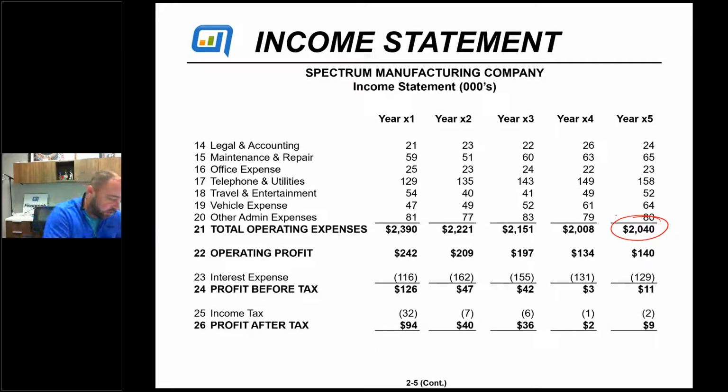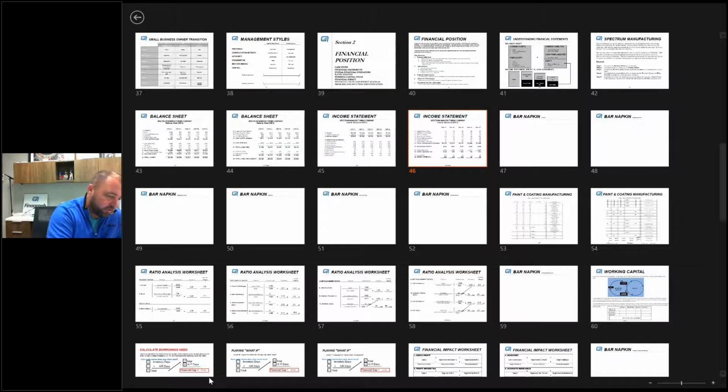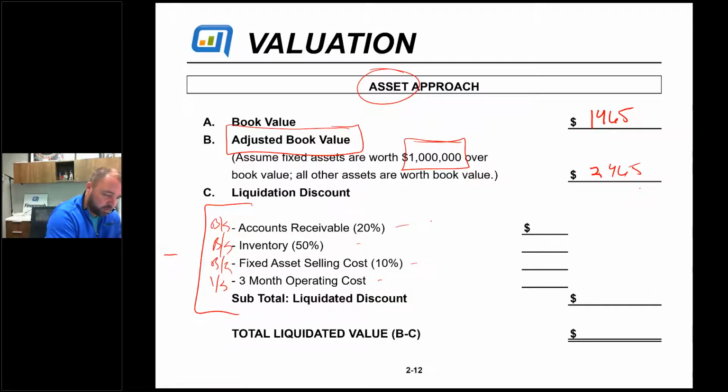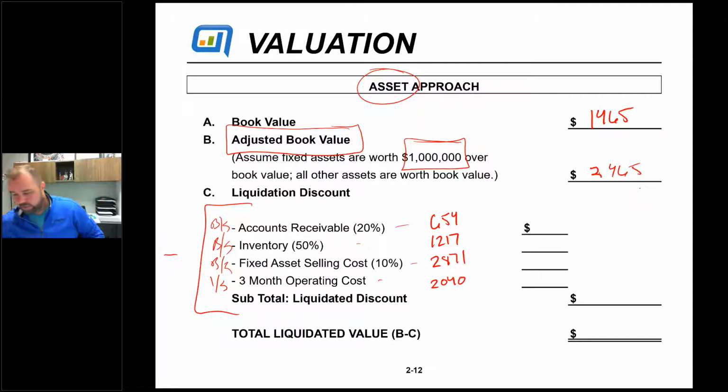Getting back to our valuation page, we've got all the numbers we need currently for this approach. First of all, we're going to start with accounts receivable. We had 654 accounts receivable. We had inventory of 1217. We had fixed assets of 2871. And we had total operating expense of 2040. Those are the numbers we're starting with. Getting out my calculator, we're going to start up at the top.